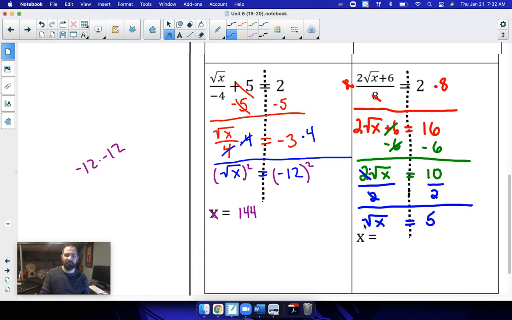And then finally, we have to, that's right, square both sides. Square root of x squared is just x. 5 squared is 25. You're all done.